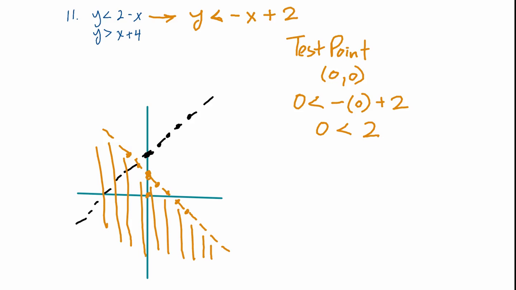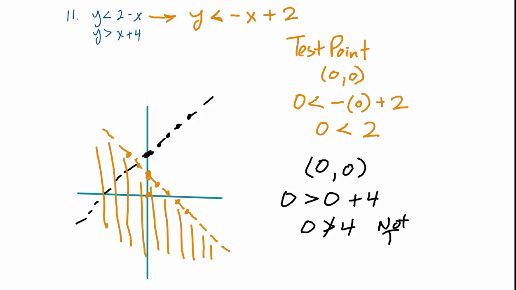Let's do our black one here. Let's use the same test point. You can use different test points if you want to, or the same one. You can usually even use 0, 0 as long as your boundary line isn't going through there. Plug in 0 for y, 0 for x. 0 is greater than 4. No, that's not true. So it didn't work down here. So I need to shade above the boundary line.